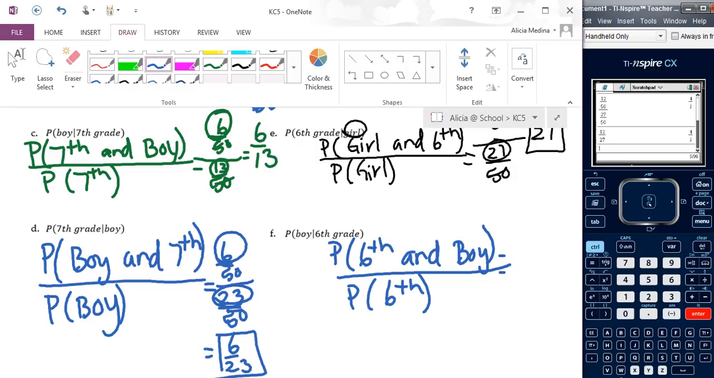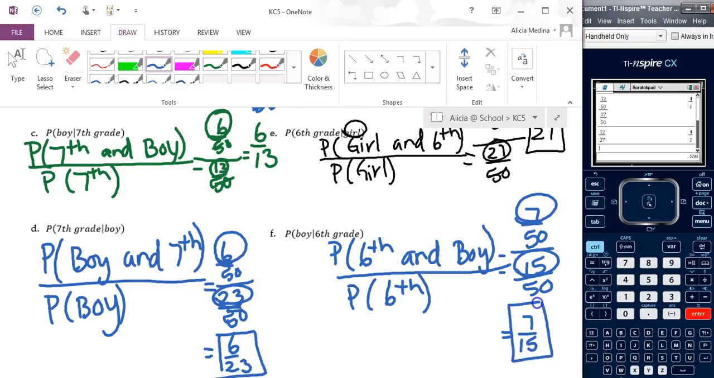Alright, so 6th grade and boy is at 7, so that's going to be 7 6th grade boys out of 50 total people, over the total number of 6th graders, which is 15. Now I'm simplifying my 7 over 15, which does not have a simplified version, so that is my answer. Alright, so that brings us to the end of activity 5B.2.